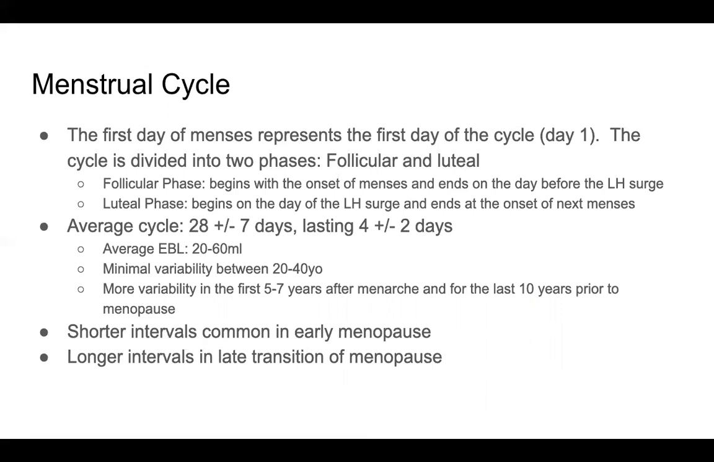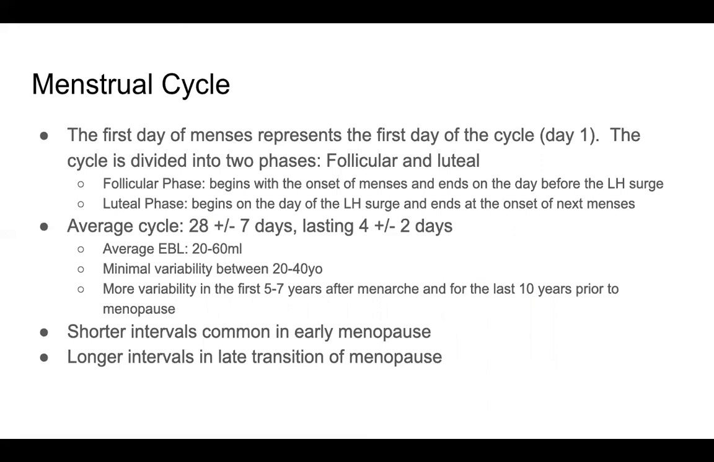The average cycle is about 28 days plus or minus 7 days, with menses lasting 4 days plus or minus 2 days. The average estimated blood loss is between 20 and 60 mLs of blood. You have more variability in your cycle in the first 5 to 7 years after you start having your menstrual cycle, and for the last 10 years prior to menopause. But for the most part, unless there is a pathologic reason for irregular menstrual cycles, you have fairly minimal variability between ages 20 and 40 years old.